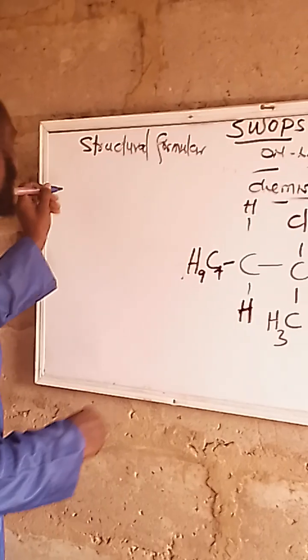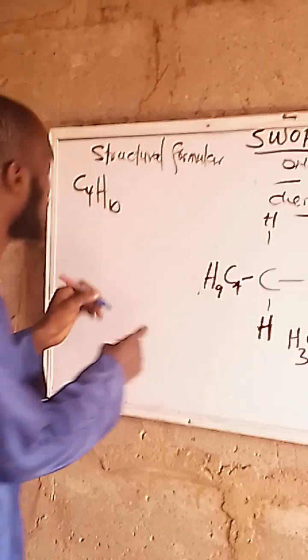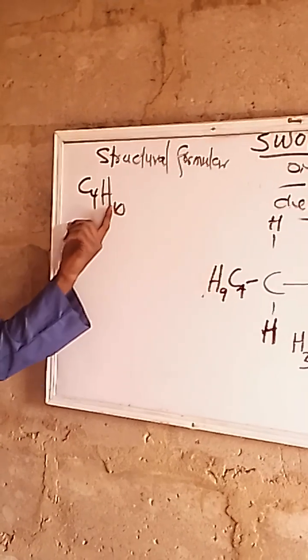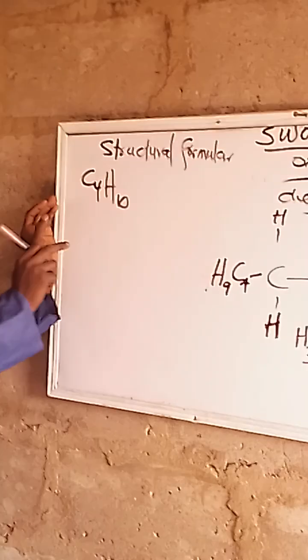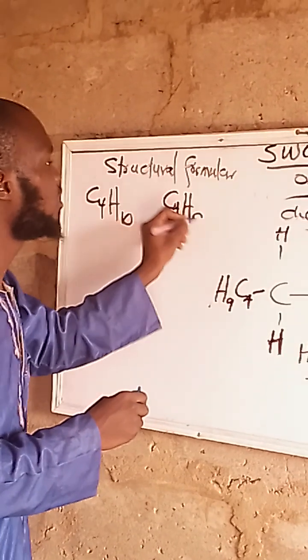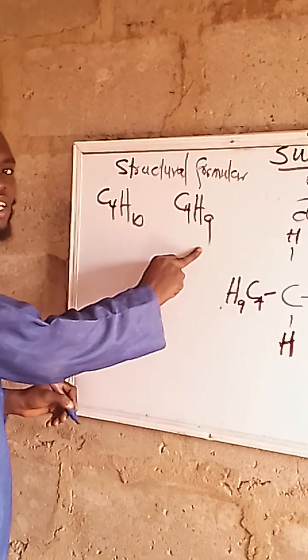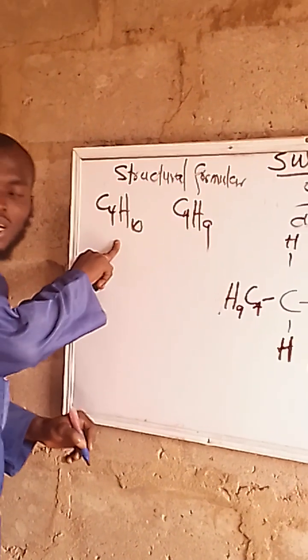Now, so therefore, if I have C4H10, this is butane. This is a molecular formula for what? Butane. The other one that I wrote earlier, it is C4H9. This is what? Butyl, from the alkyl group. This is butane, from ANE, the alkane group.